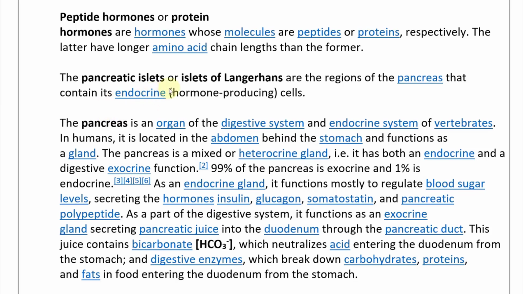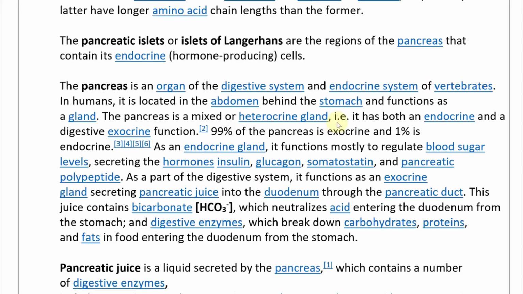The pancreatic islets, or islets of Langerhans, I think that's how you pronounce it, are the regions of the pancreas that contain its endocrine, which is hormone-producing cells. And the pancreas is an organ of the digestive system and endocrine system of vertebrates. In humans, it is located in the abdomen behind the stomach and functions as a gland.